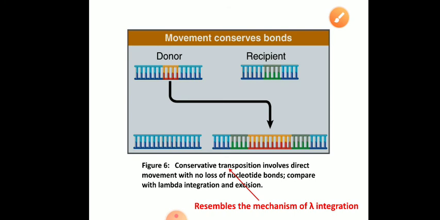So that is all about transposons, composite transposons, non-composite transposons, and the mechanism of transposition, which may be by replicative mode, non-replicative mode, and number three, non-replicative conservative mode. So that is all about transposons.